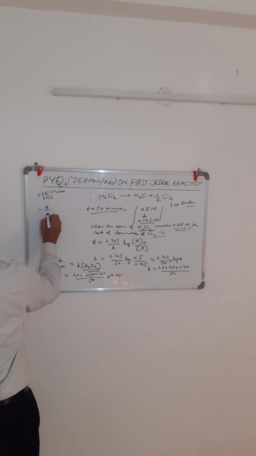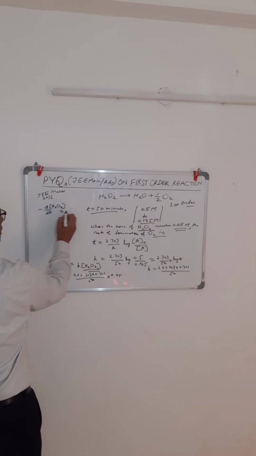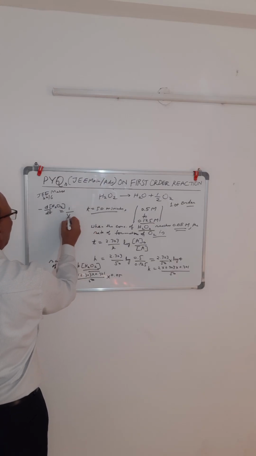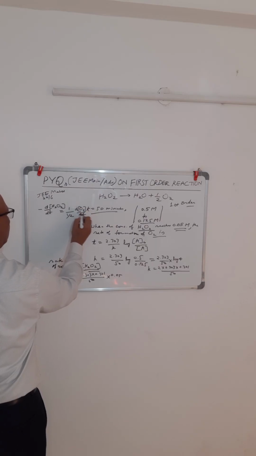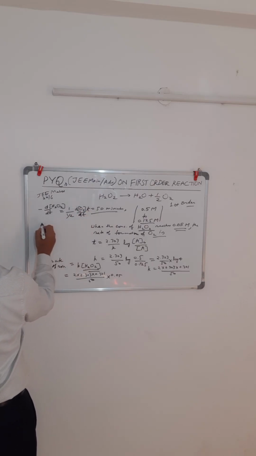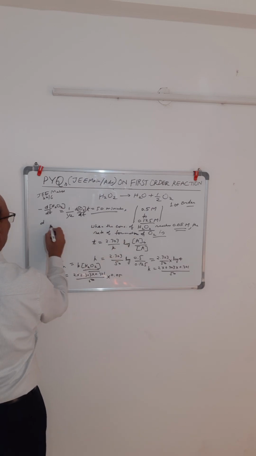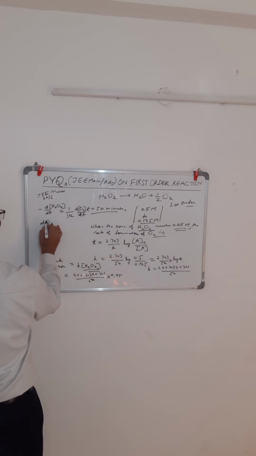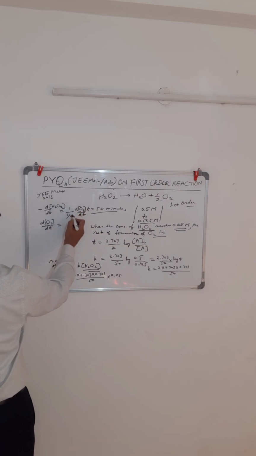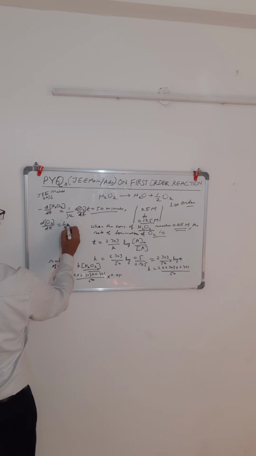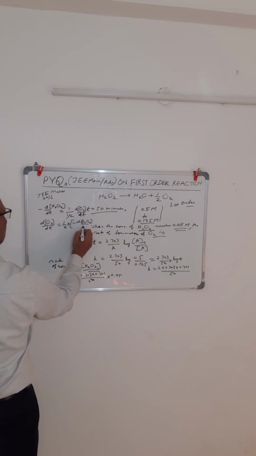And we know that the rate of reaction we can write as minus d by dt of H2O2 is equal to 1 upon 1 by 2 dO2 by dt, that is the rate of formation of oxygen. What we have to find is the rate of formation of oxygen, so dO2 by dt. This 2 will go in the numerator, so we will get half into minus dH2O2 by dt.